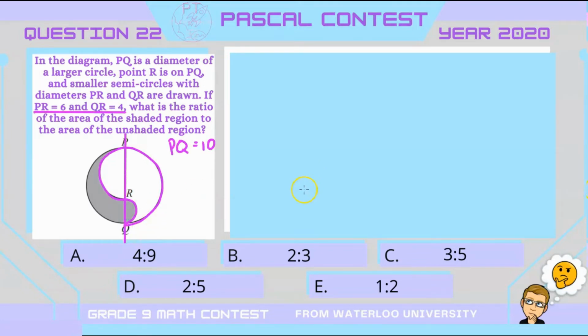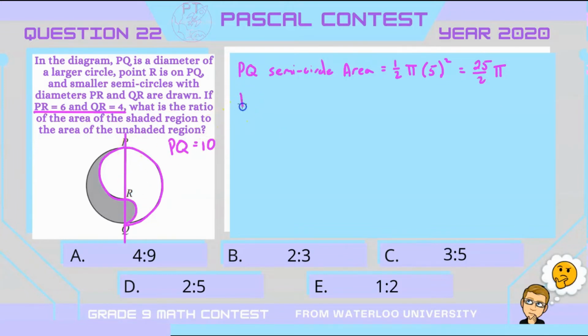So let's find the area for each of those semicircles. Let's start with the large one, PQ. That area is going to equal, the area of a circle is pi r squared, but since this is half a circle, it's going to be 1/2 pi r squared, where r is the radius of this large one. Since the diameter is 10, the radius is half of that, which is 5, squared, which is going to give us an area of 25/2 pi.